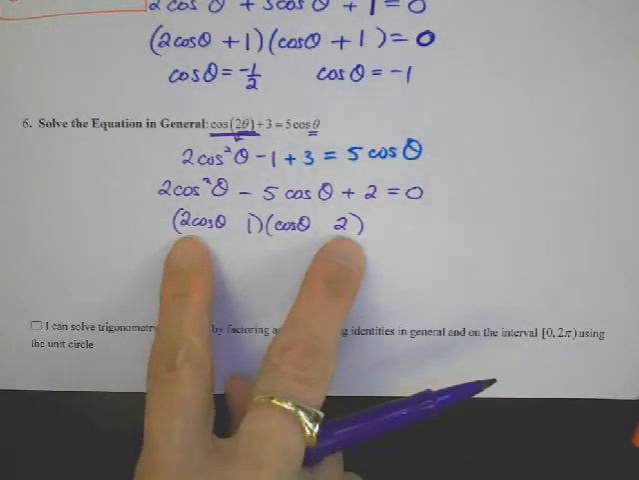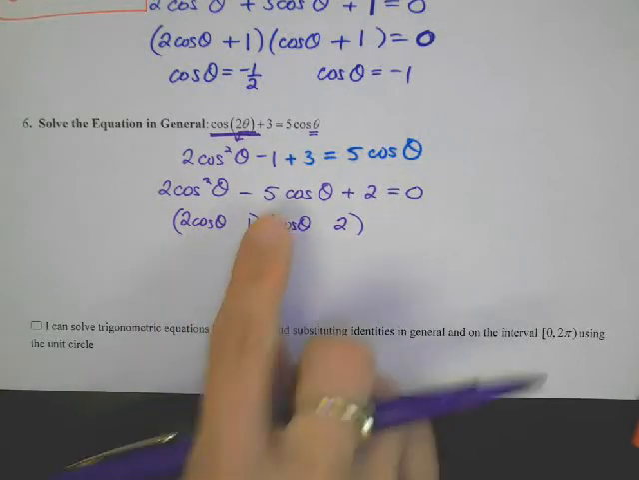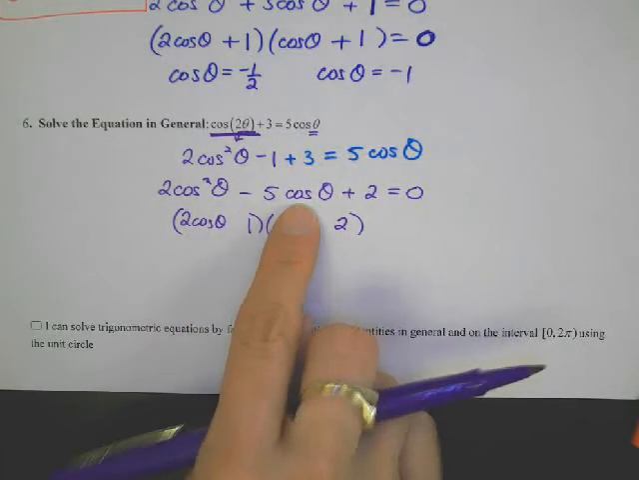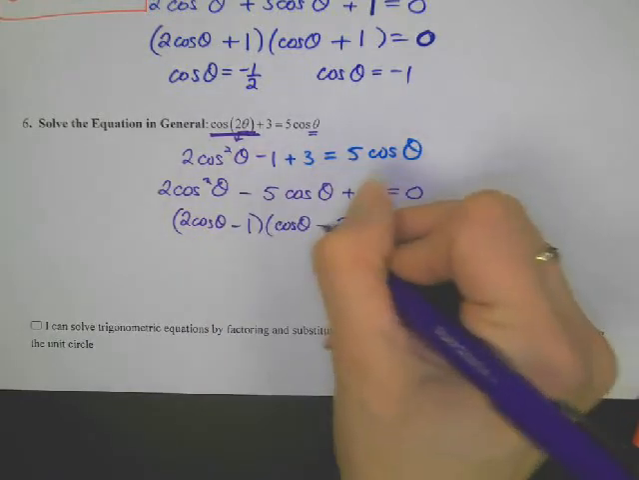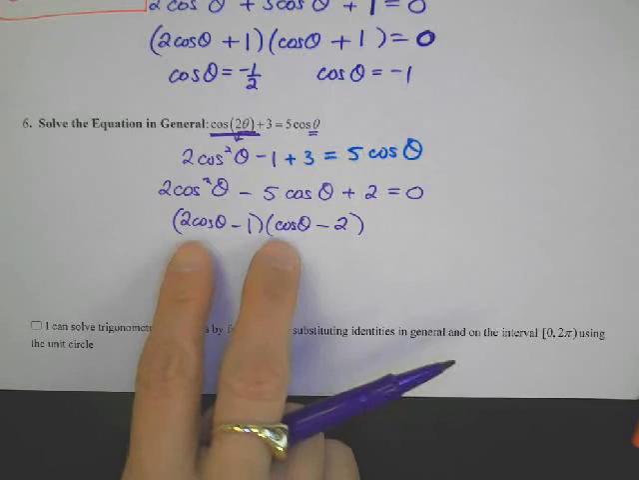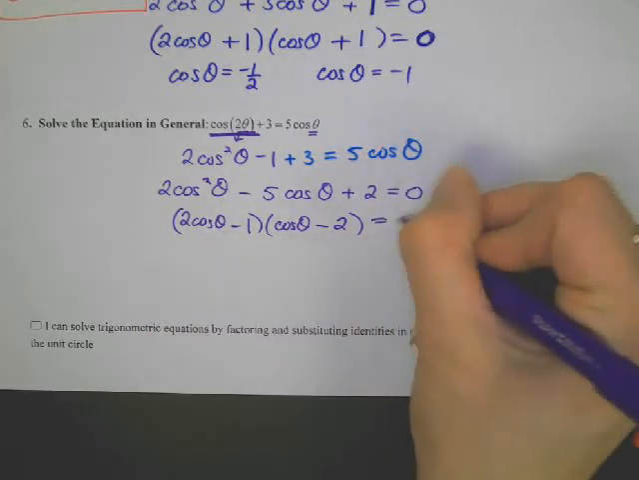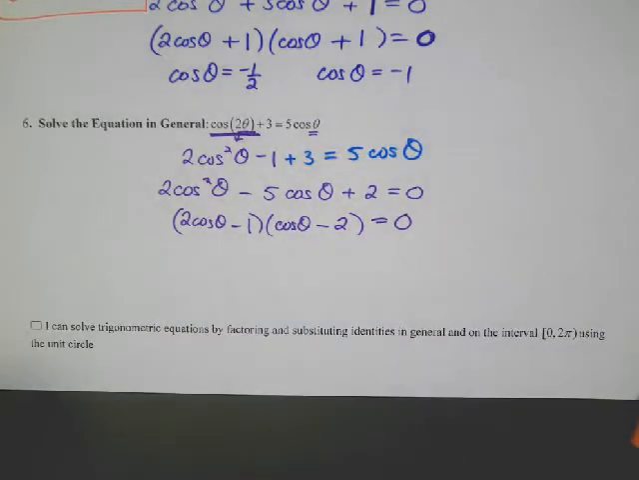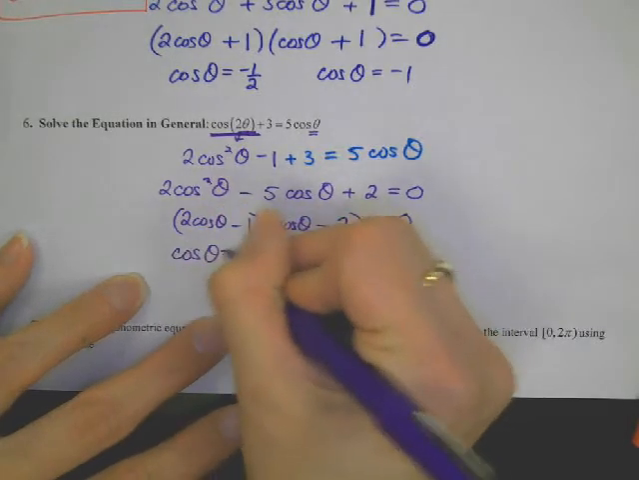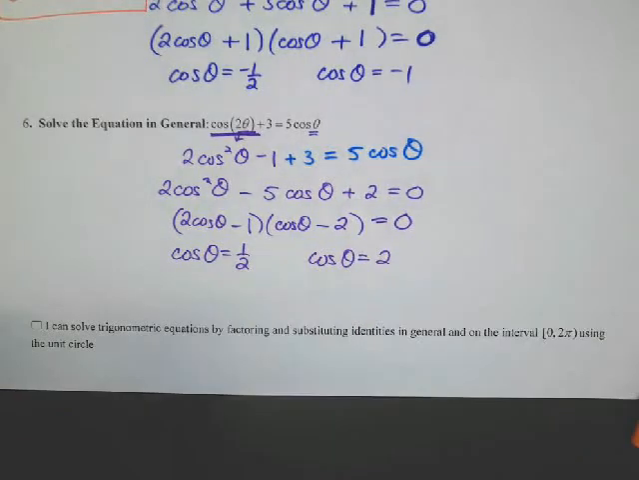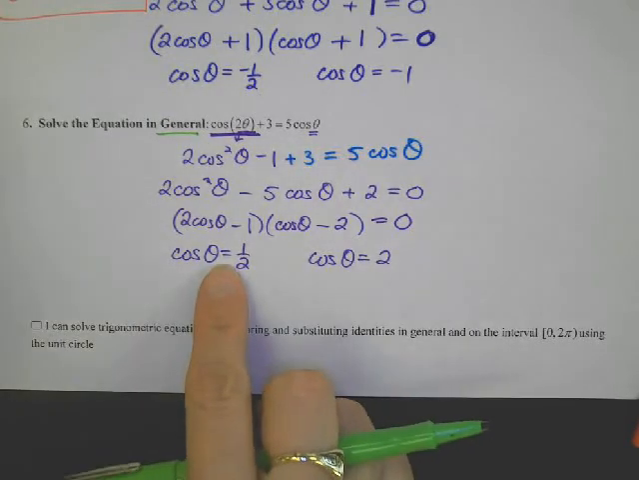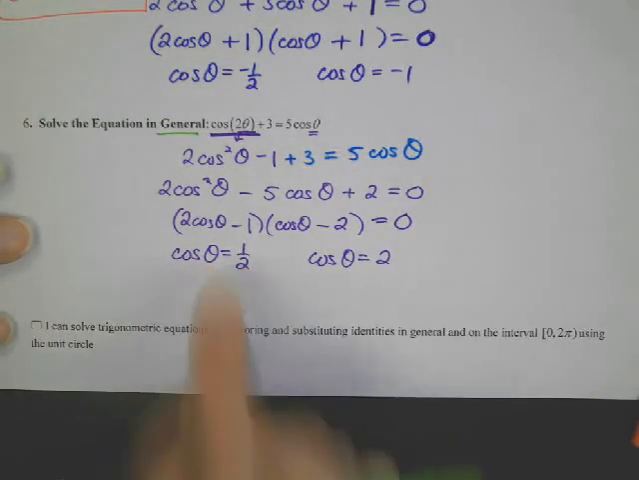That's going to work. 4 cosine, 1 cosine, except I need a negative 5. So which one gets negative? They're both going to get negative. Okay, we've got cosines, we got the same angle, equals 0. We're ready to use the zero product property. Cosine of theta equals 1/2. Cosine of theta equals 2. The directions here said solve in general. Okay, in general, we'll make equations and be done.